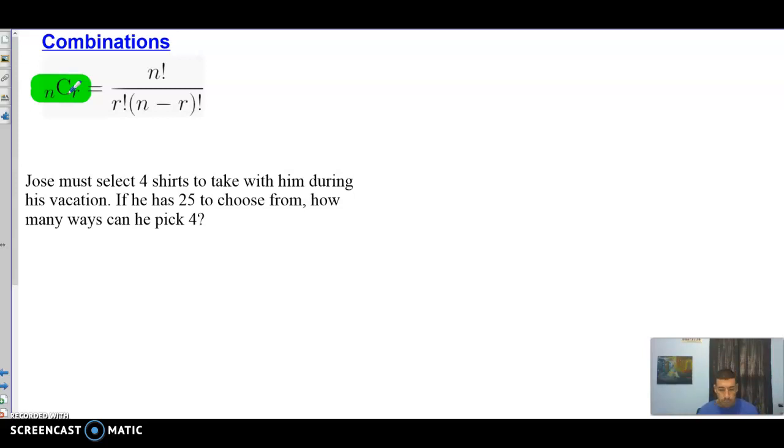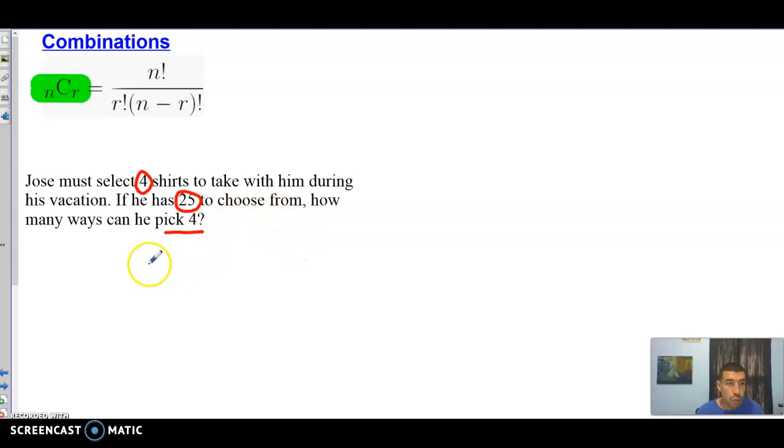Combinations, again, very important. He is selecting 4 shirts out of 25. In how many ways can he pick 4? So in other words, it doesn't matter which color he picks. So therefore, this is a combination.